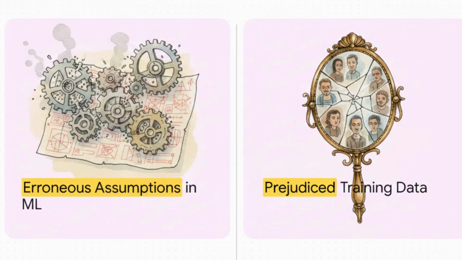This is that mirror we were just talking about. Even if the machine learning process is flawlessly designed, if the data it's trained on contains historical biases or lacks representation, the resulting AI will still produce biased results. It's the classic garbage in, garbage out scenario.